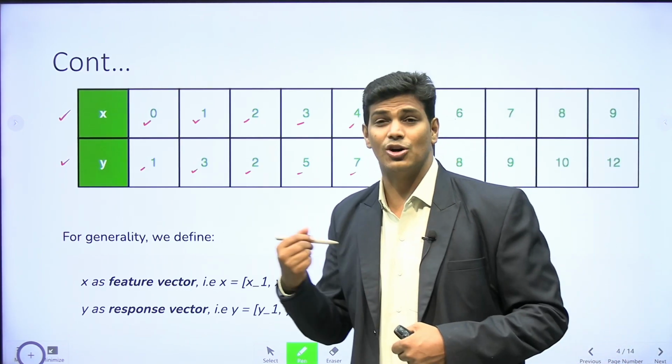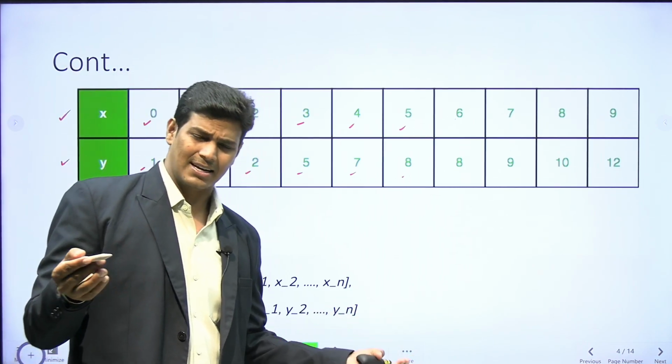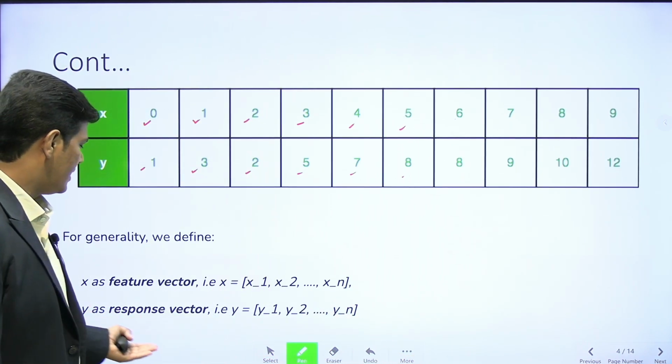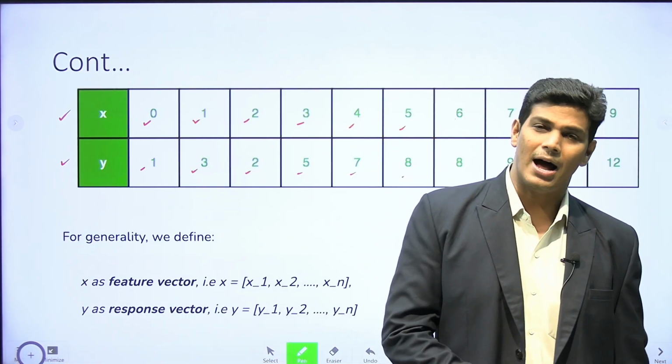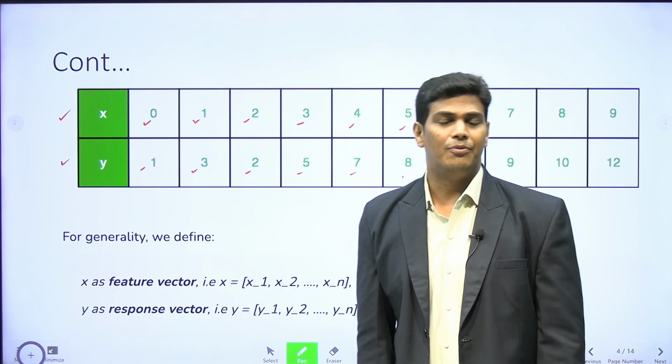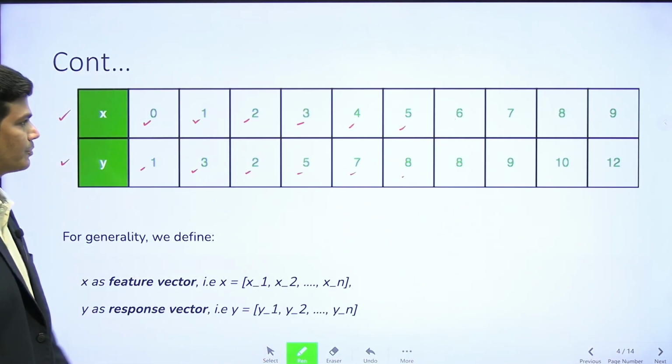The feature vector is always represented by x, that is x1, x2, x3 up to xn. Let's consider n number of values. And the response vector is denoted by the variable y, and every value will be y1, y2, y3 up to yn. Clear? Perfect.